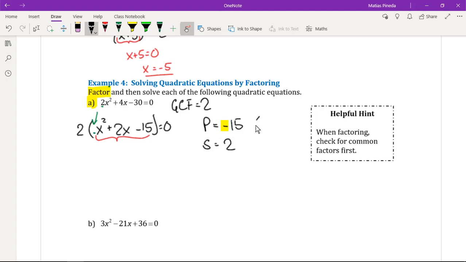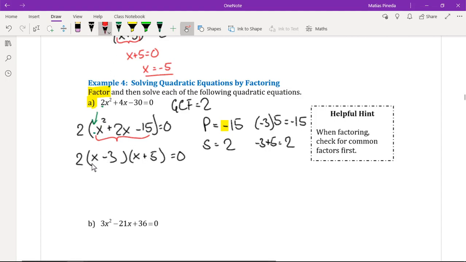We can, for example, try negative 3 times 5. That's negative 15. Then we have to add those two numbers: negative 3 plus 5 is positive 2. So the two numbers are negative 3 and 5. This 2 out here just carries. I put in my two brackets, and it's going to be 2 times (x minus 3)(x plus 5). We have factored our quadratic expression.